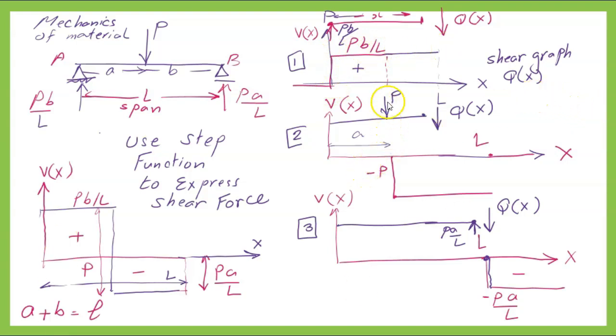To express the load P as a shear function, it also acts as a step function starting from a distance a with a rise of minus P and extends a distance of L minus a. Finally, the right support reaction with a value of Pa over L is also a step function that starts from x equals L with a shear value of minus Pa over L. The previous shapes can be combined to form the shear diagram as shown.